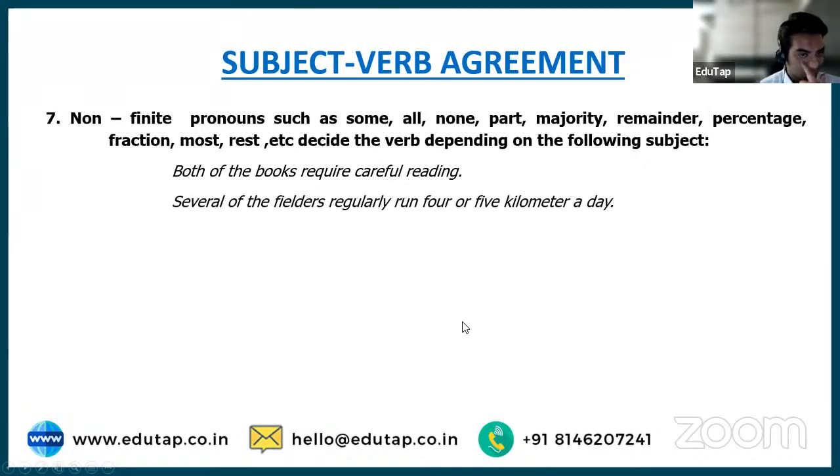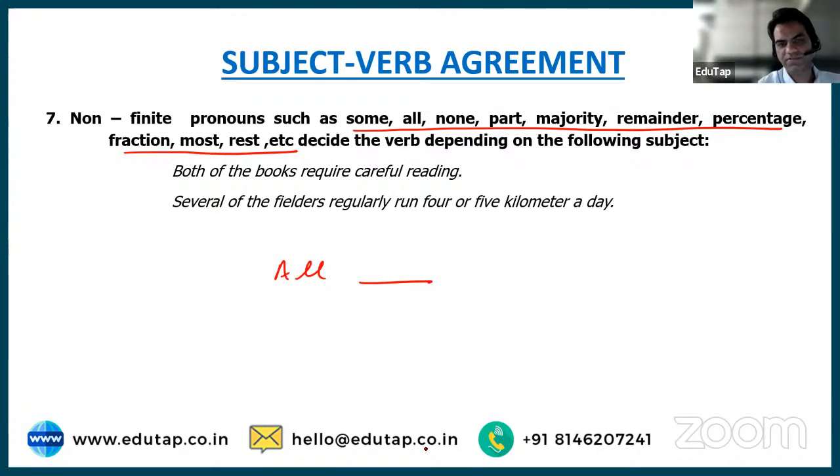All right, guys, let's move on to the next rule. Rule number 7, non-finite pronouns such as. Now, guys, these are very important. This is a very important rule. But beyond the rule, let me just ask you something. I'm putting down these words to you guys. Simple. What should be the following verb? All is or all are. Now, let me look at your instinct first and then I'll explain it to you.